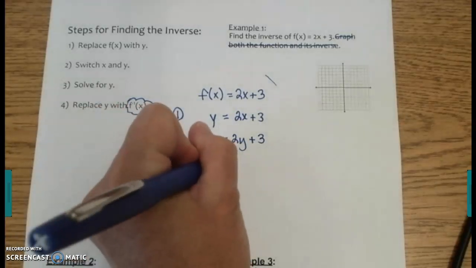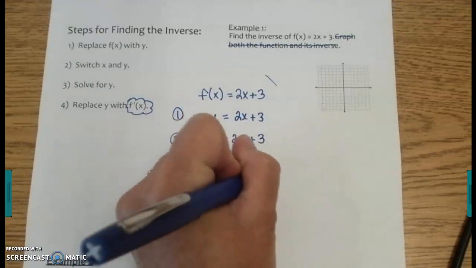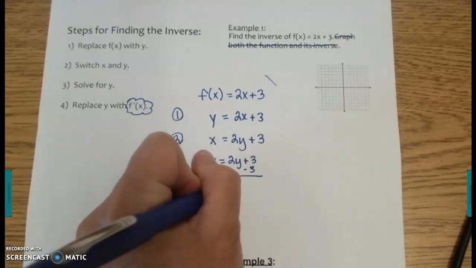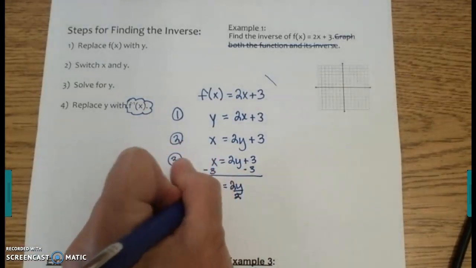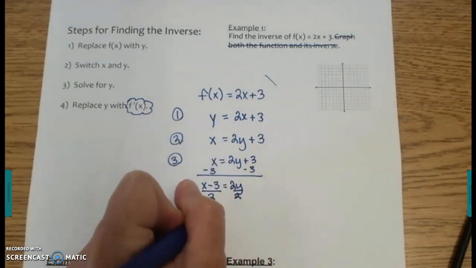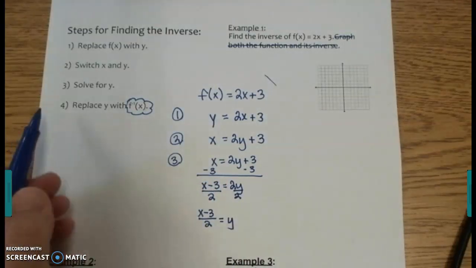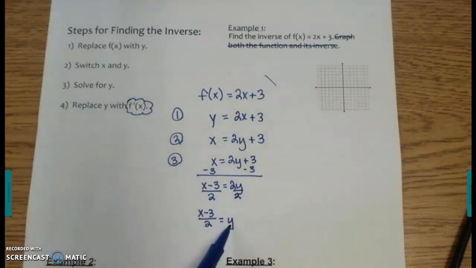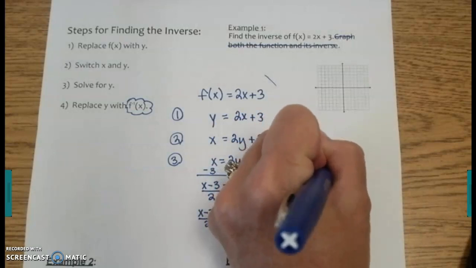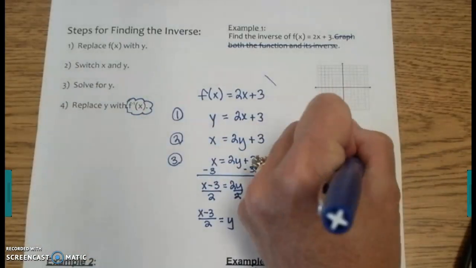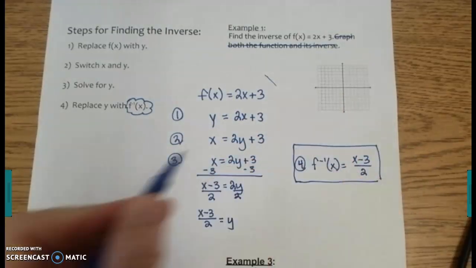So I'm going to take this x equals 2y plus 3. I'll subtract 3 from both sides. Then I need to divide by 2. So I have x minus 3 over 2 equals y. Step 4 says replace your y with your function notation. So we're going to use our function notation, and we're going to write x minus 3 over 2. So there's your inverse function.